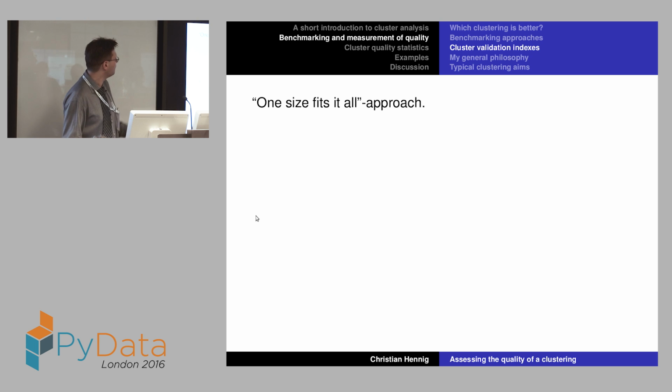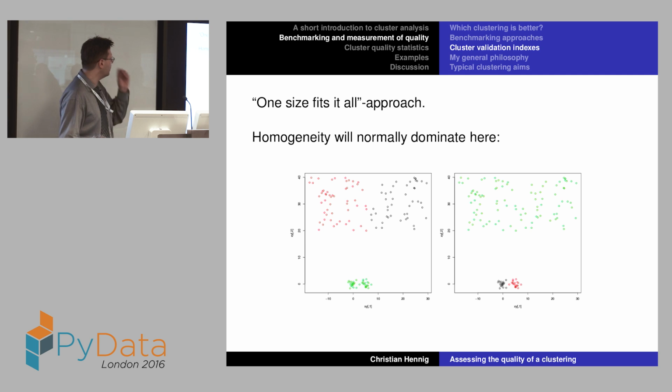large. Now, generally, not only this index, but all the other cluster validity indexes have some kind of one-size-fits-all approach, right? You have one number that gives you the quality for a clustering. And in a situation like this, where you have very large distances within a cluster here, usually these indexes, including the ASW, will be dominated by trying to get homogeneous clusters. So pretty much all of these will pick this before this, which of course does not agree with the majority of the people in the room here.